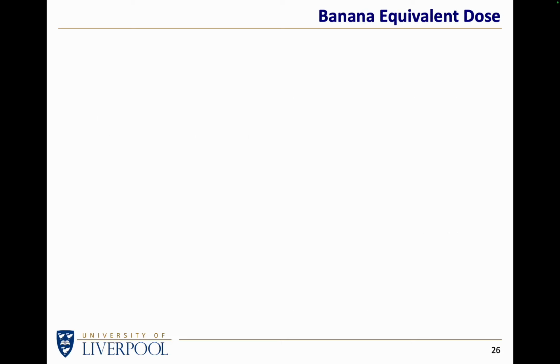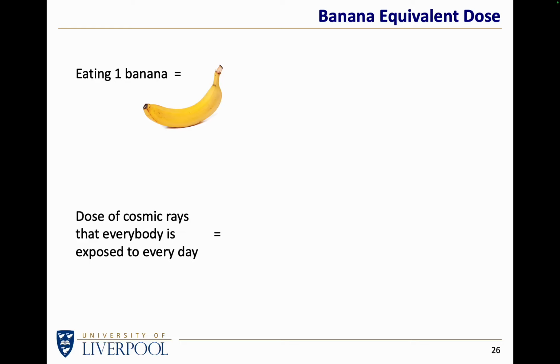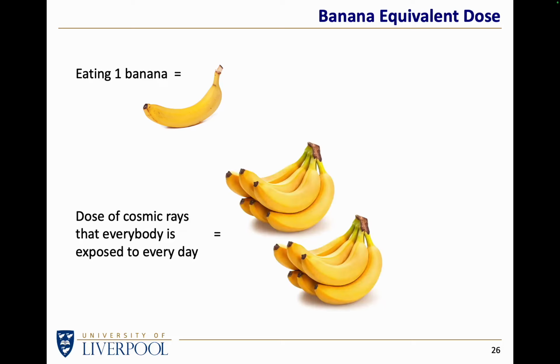I'm not going to take too many of those, but let's just take one example. If eating a banana is that much, then what are you receiving as a result of cosmic rays? Everybody on Earth receives, roughly speaking, the same cosmic ray dose. And the total amount of radiation you receive in one day compared to a banana is roughly 2 hands of bananas. In other words, the cosmic ray dose you receive is some 10 times higher than the dose you would receive if you simply ate a banana and absorbed the radiation from it.